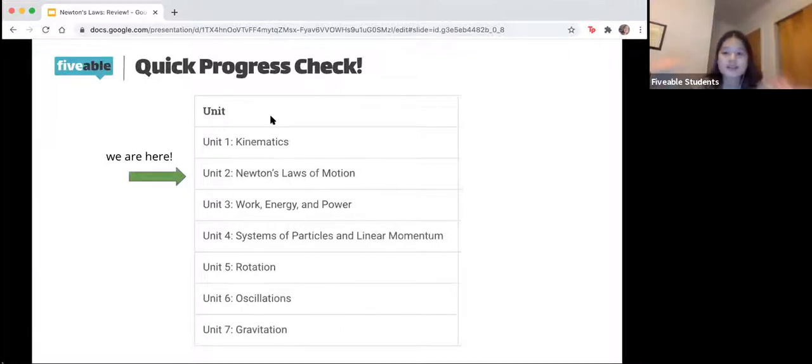All right, so yeah, quick progress check. I already did a Unit 1 stream, all about kinematics, 1D, 2D, all that fun stuff. So definitely check out that stream. There will be 7 streams in total. That is the plan. So we are in Unit 2. I think we're making good progress.